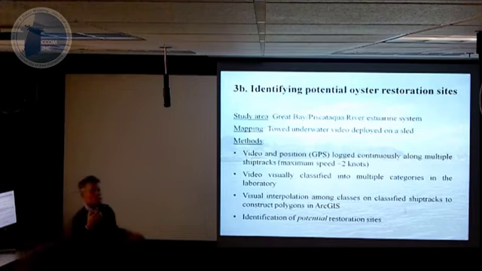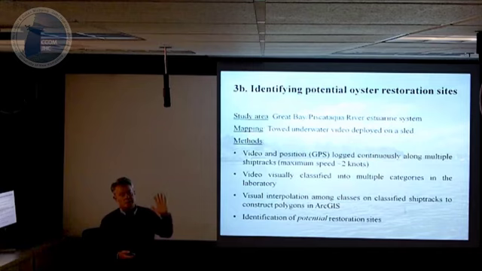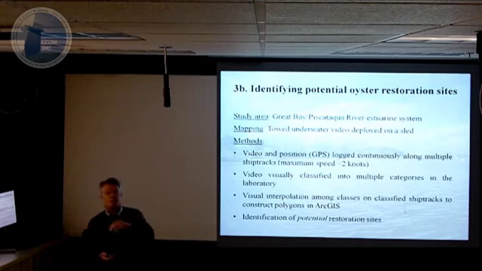Okay, so the second part of this, the oyster mapping, was in the Great Bay Piscataqua estuarine system, where we need to look for restoration sites. Whether or not you know about it, since about 1999 and around 2000, 14, 15 years ago or so, the state decided that they needed to begin to restore oyster reefs.